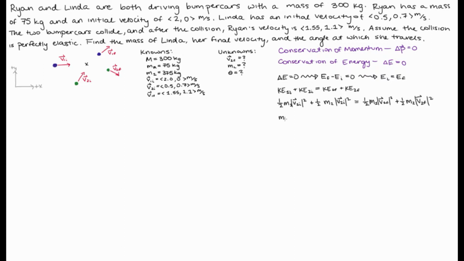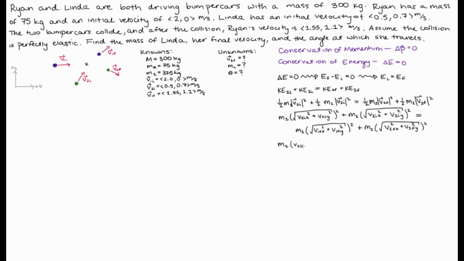We can multiply the entire equation by 2 to get rid of the factors of 1/2. We can then write the magnitudes explicitly in terms of the x and y components of each vector, leaving us with m1 times the quantity v1 initial x squared plus v1 initial y squared, plus m2 times the quantity v2 initial x squared plus v2 initial y squared, is equal to m1 times the quantity v1 final x squared plus v1 final y squared, plus m2 times the quantity v2 final x squared plus v2 final y squared.